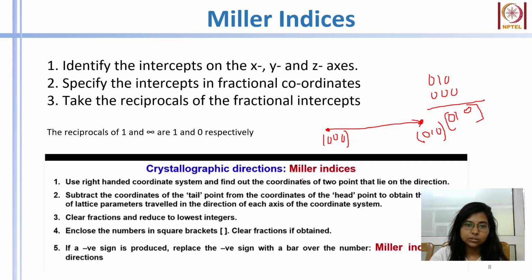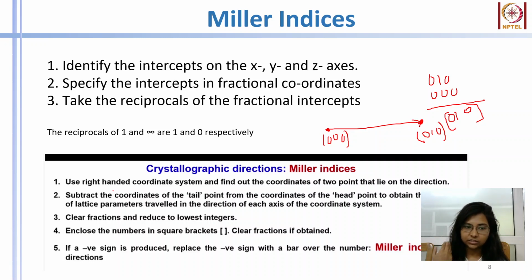So the notation which we use is obviously Miller indices. So we all know that. How to denote the crystallographic directions by using Miller indices? We will follow this. At first we use the right-handed coordinate system and find out the coordinates of 2 points that lie on the direction. Then we subtract the coordinates of the tail point from the coordinates of the head point, to obtain the number of lattice parameters traveled in the direction of each axis of the coordinate system.